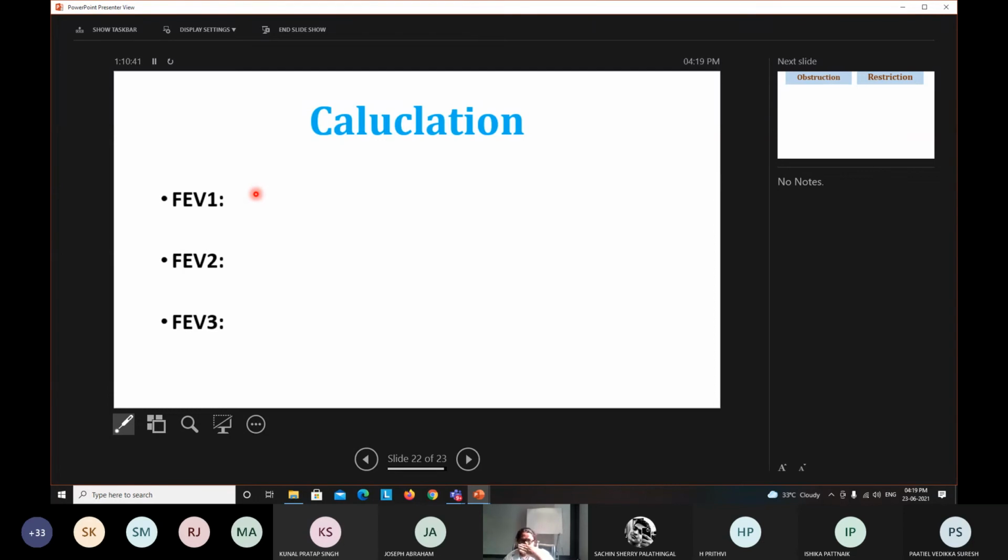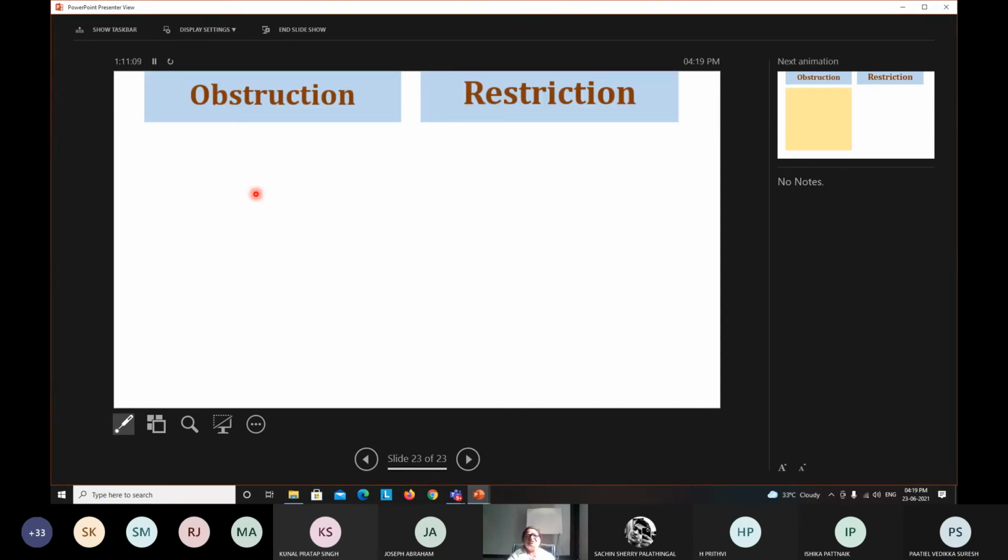Why is it important to measure this? This is not exactly going to help us in diagnosing the disease, but it can tell us what type of disease the person is suffering from. If the FEV1 is less than 80%, we are going to categorize him under having obstructive lung disease. There are two categories of lung diseases, obstructive lung disease and restrictive lung disease.